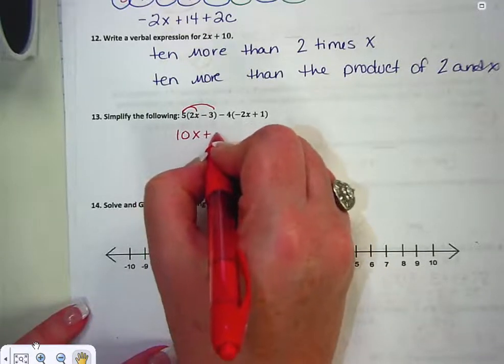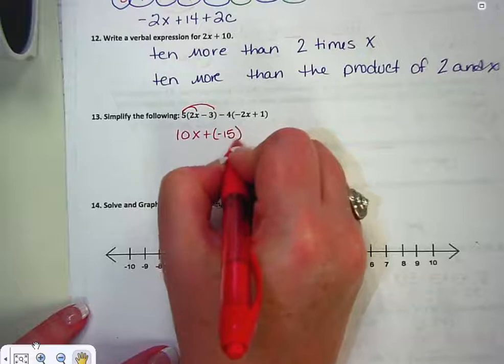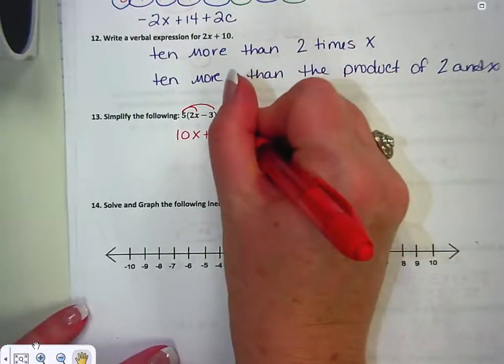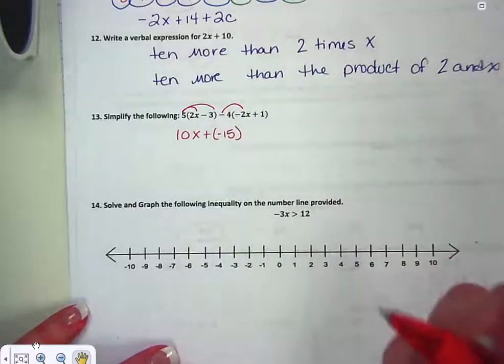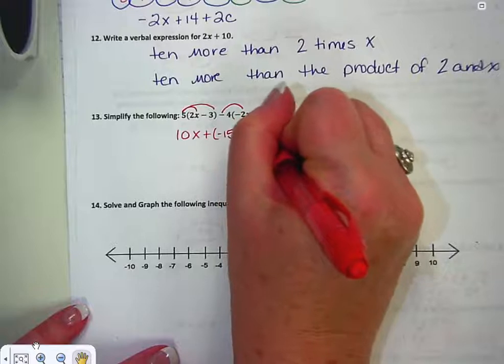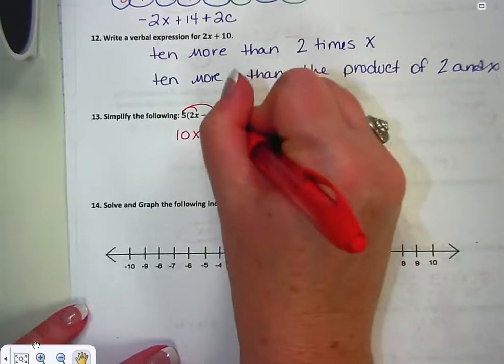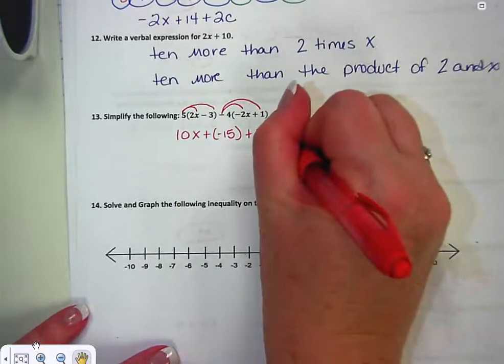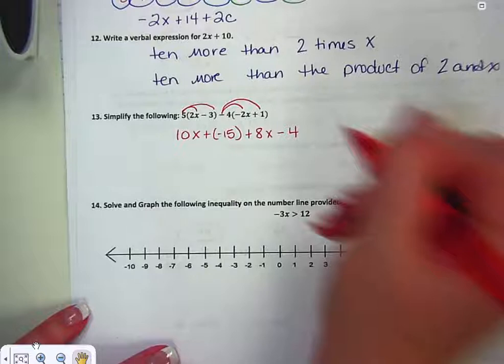So plus negative 15 or minus 15. And then negative 4 times negative 2x is positive 8x. Negative 4 times 1 is negative 4, or plus the negative 4.